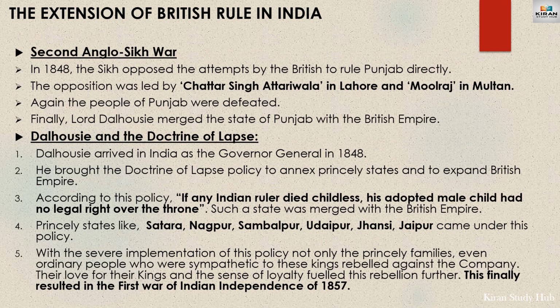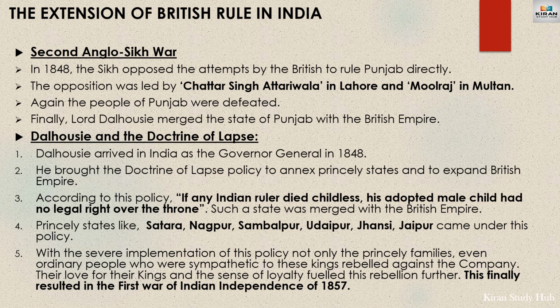The Second Anglo-Sikh War was fought in 1848. The reason is the Sikhs opposed the British rule in Punjab. This opposition was led by Chattar Singh Atariwala in Lahore and Mool Raj in Multan. Now there was a war between the Punjab and the British, but the British won the battle. Finally, Lord Dalhousie merged the Punjab state with the British Empire.